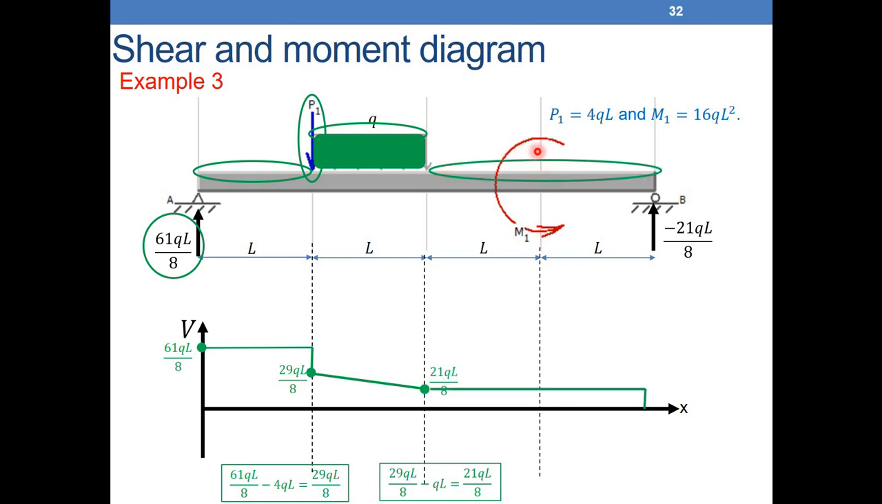We don't have any external load. Between 3L and 4L we don't have any external load. So because Q is 0 here, V is a constant, so I continue as a constant here. So you see we found the shear force diagram. It was a bit complicated, but we found it finally.